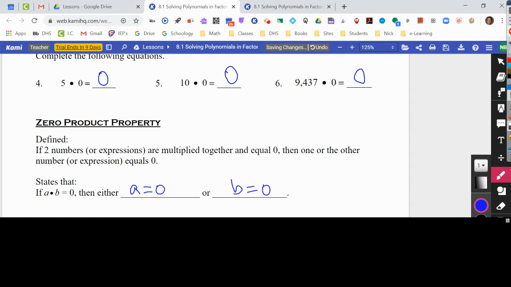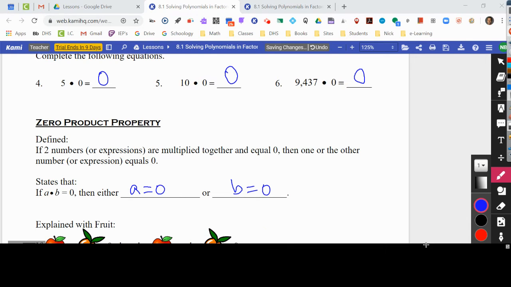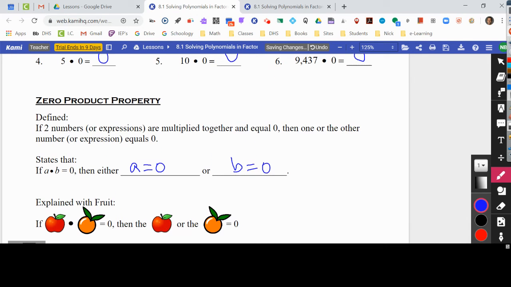Okay, so now let's see how this property is explained using some fruit. If an apple times an orange is equal to 0, then either that apple or that orange is equal to 0. Hopefully that makes a little sense here. Kind of explaining it different ways.